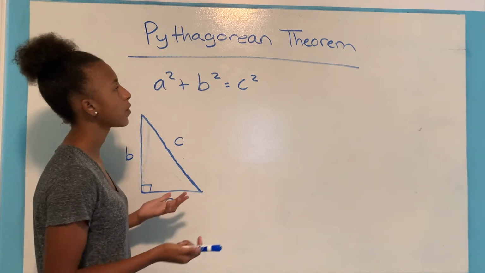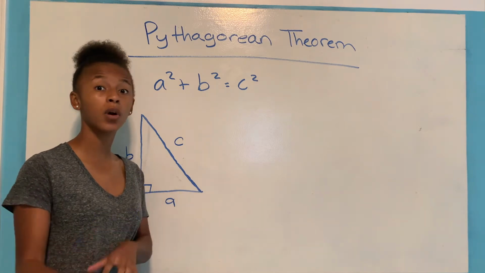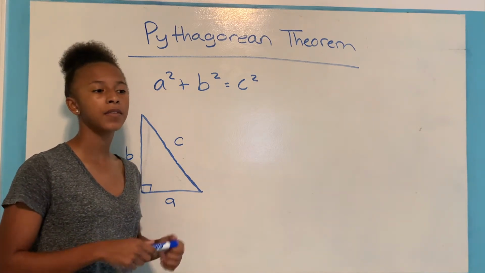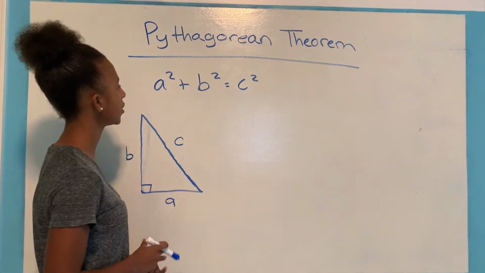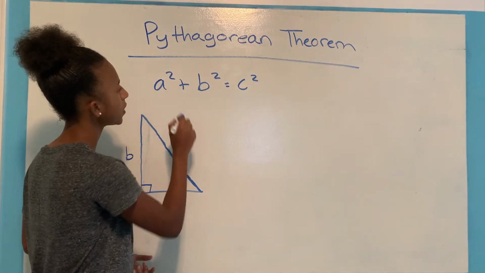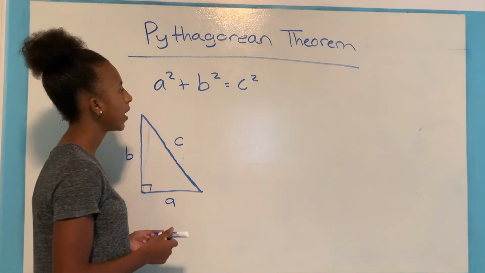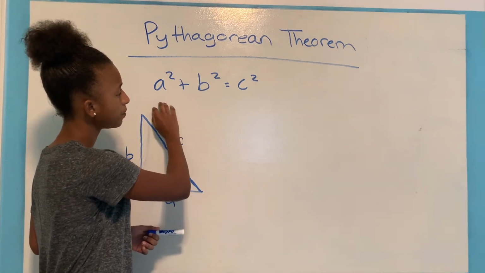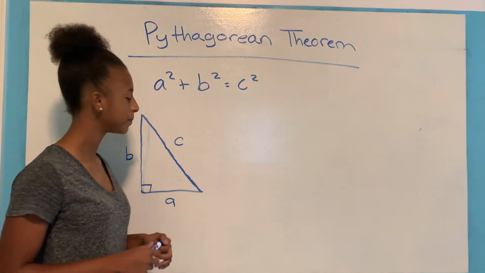The Pythagorean Theorem deals with right triangles, and it's when you're trying to find out what one of those side lengths is if they give you the other two. It's very important to know a squared plus b squared equals c squared, because that is the Pythagorean Theorem. It's how you figure out what that other side length is.